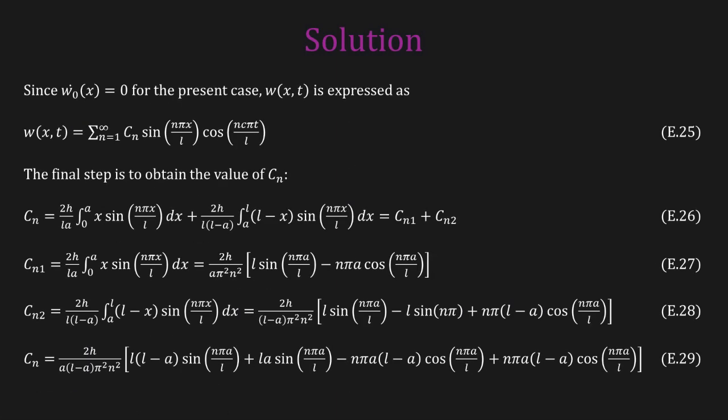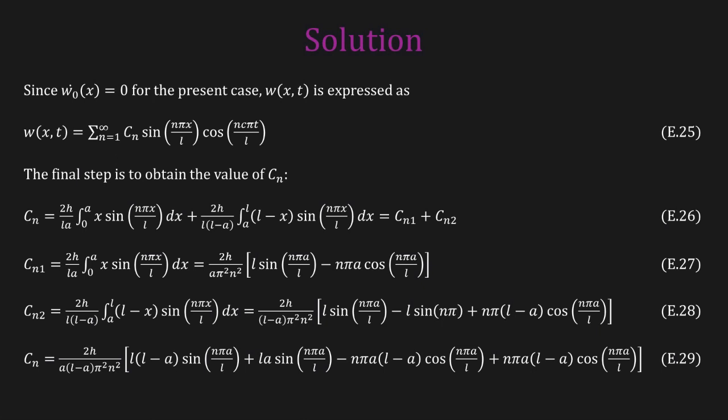Since the initial velocity is equal to 0 for the present case, Dn will be 0, and W of x and t is expressed as the sum from 1 to infinity of Cn times sine of n pi x over L times cos of n c pi t over L.